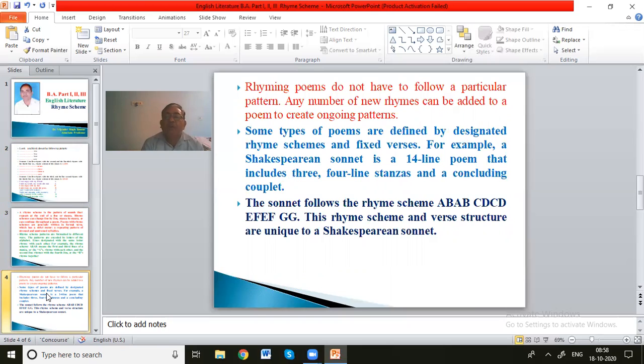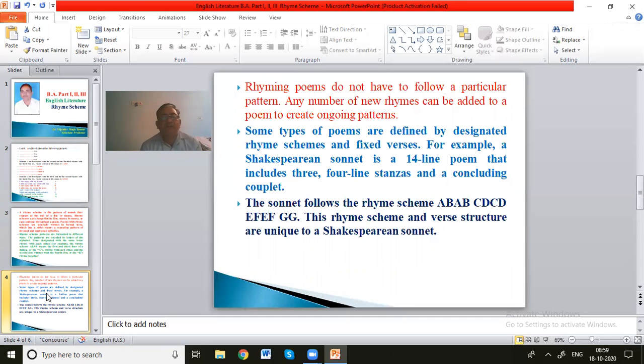Rhyming poems do not have to follow a particular pattern. There are no fixed, hard and fast rules that you have to follow. Any number of new rhymes can be added to a poem to create ongoing patterns. So the poet is free, he can use as many rhyme schemes as he wants. But some types of poems are defined by a designated rhyme scheme. They have a fixed rhyme scheme, fixed verses.